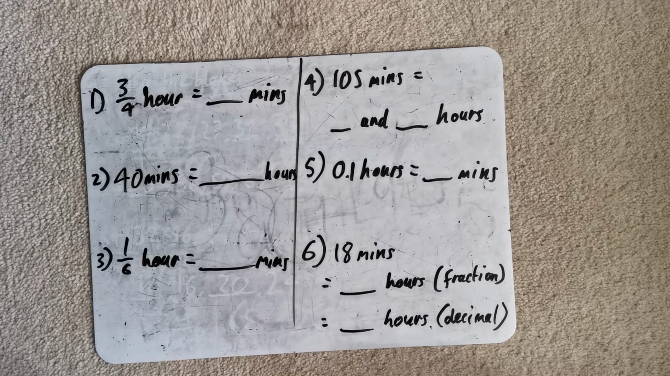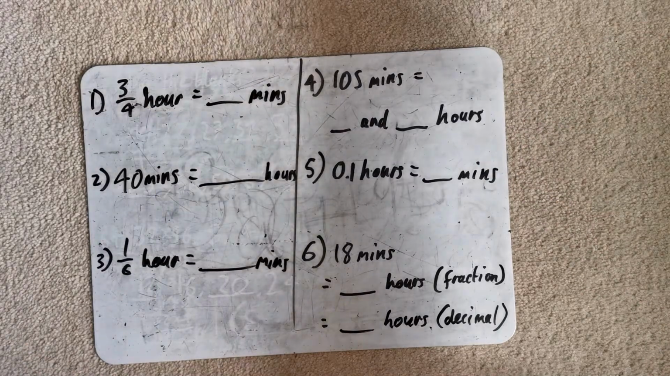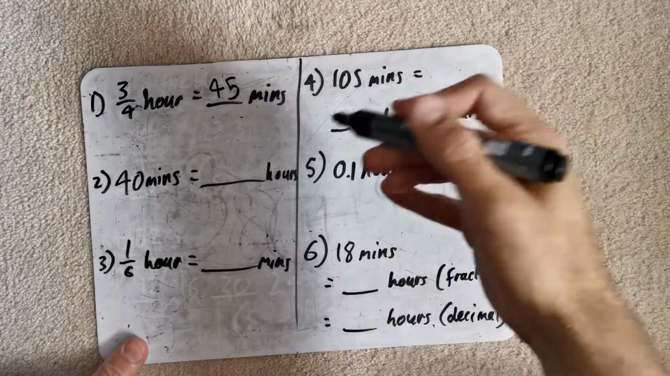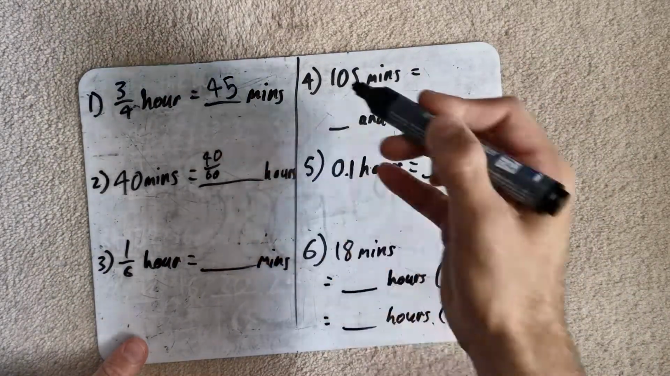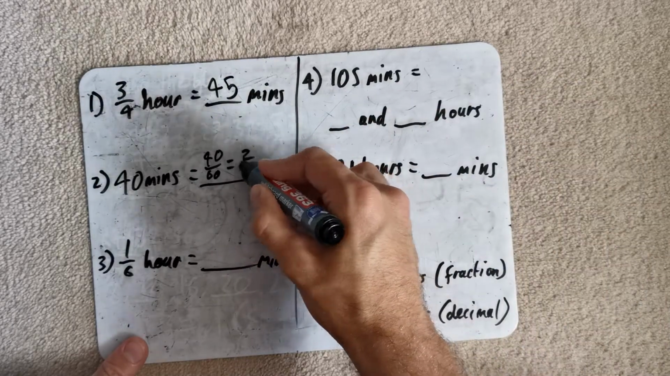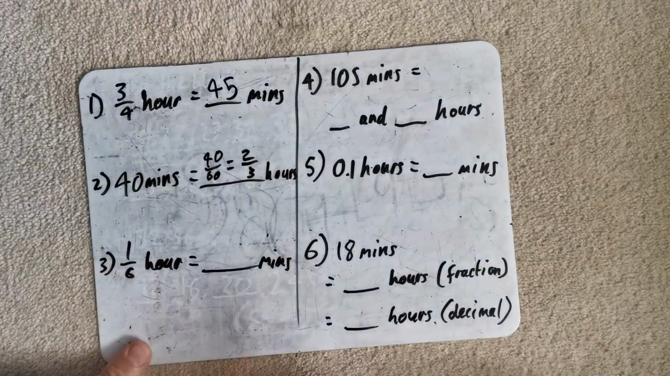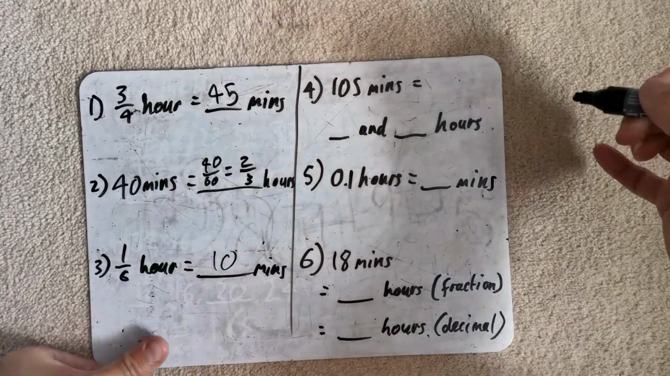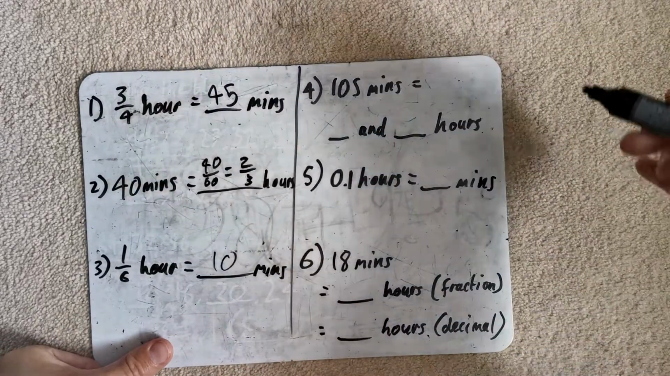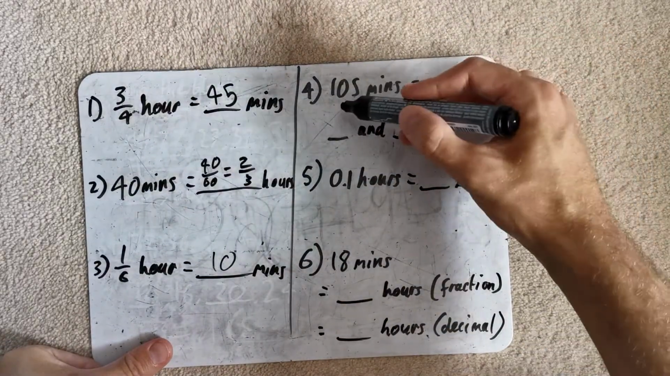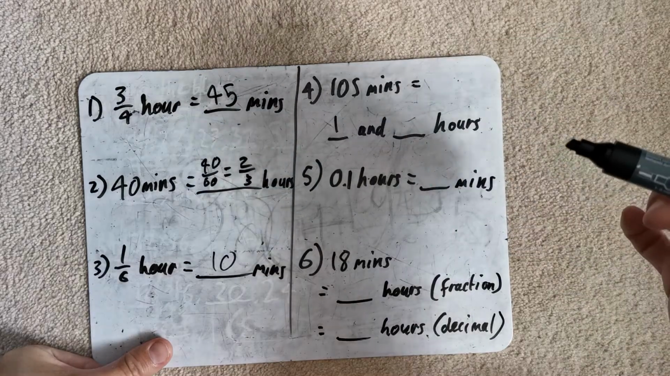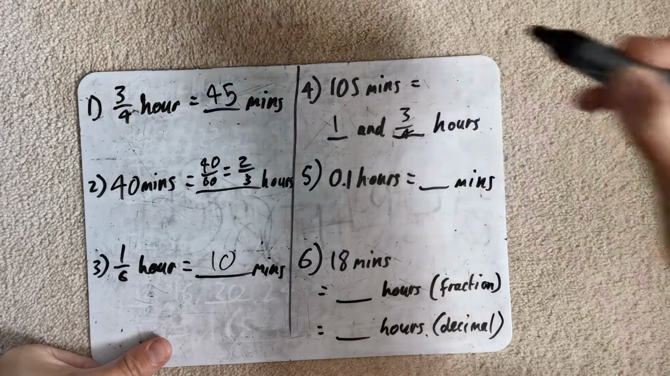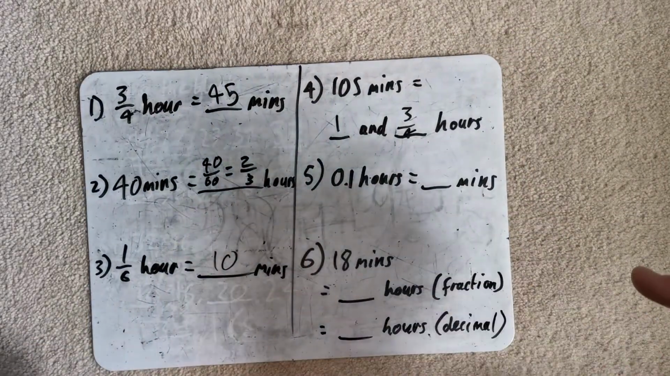Now, right, so 3/4 of an hour. You should know that. 1/4 of an hour is 15 minutes, so 3/4 of an hour is 45 minutes. 40 minutes in hours. So 40 out of 60 would simplify to 2/3. Okay, 1/6 of an hour. What's 1/6 of 60? That's, of course, going to be 10 minutes. 105 minutes. So take off 1 lot of 60. That is going to be 1. Okay, and then what's the left over going to be? It's going to be 45 minutes. So 1 3/4 hours.